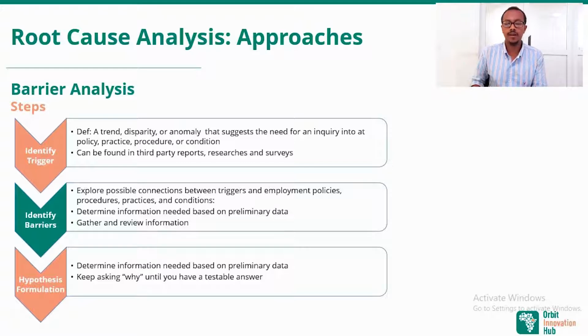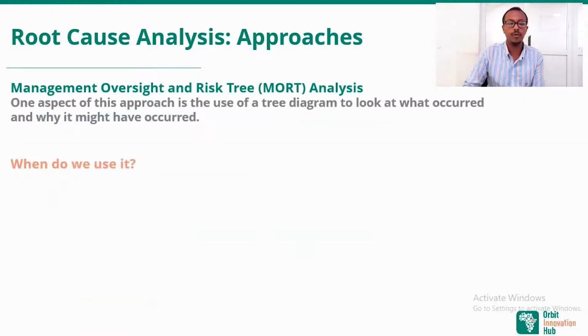And then we identify these barriers. We try to figure out where these barriers come from, and whether it is the policies, the procedures, the practice, or the conditions. And we determine the information needed based on the preliminary data that we have. We gather and review this information. And finally, we form a hypothesis. The hypothesis allows us to see what we think is the potential barrier to a specific problem, and then we try to correlate what we assume is the barrier to the actual cause of the problem, and then we ask why, and we try to create a testable answer going forward.